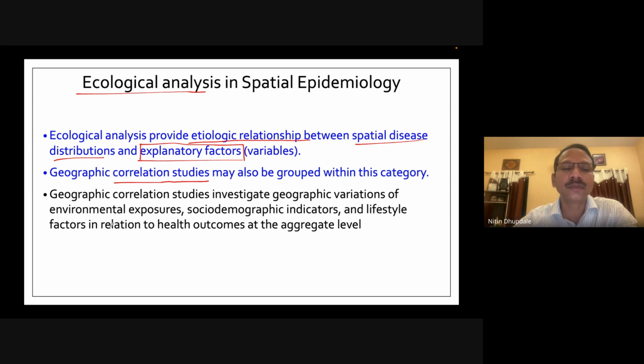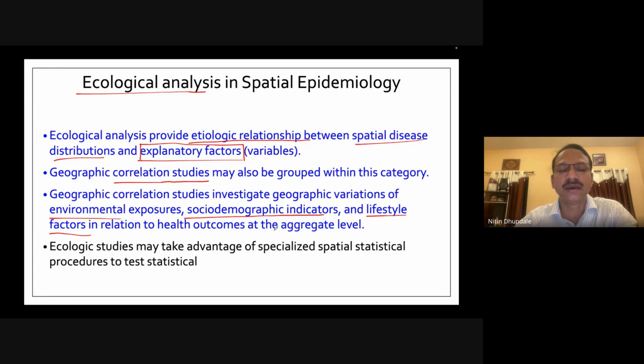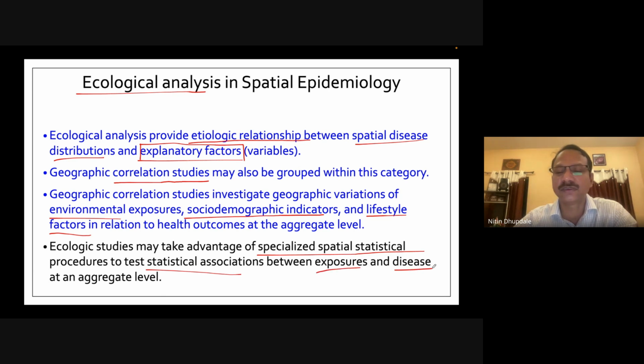So we want to find out whether it's the environment which is responsible, whether there are some socio-demographic indicators associated with this, or whether it is lifestyle factors. These are some of the factors mentioned here. There are many more which can be associated with or responsible for that particular spatial distribution of the disease. We take help of a lot of specialized spatial statistics to find the association between the exposure and the disease. So this is another kind of ecological analysis that we have.